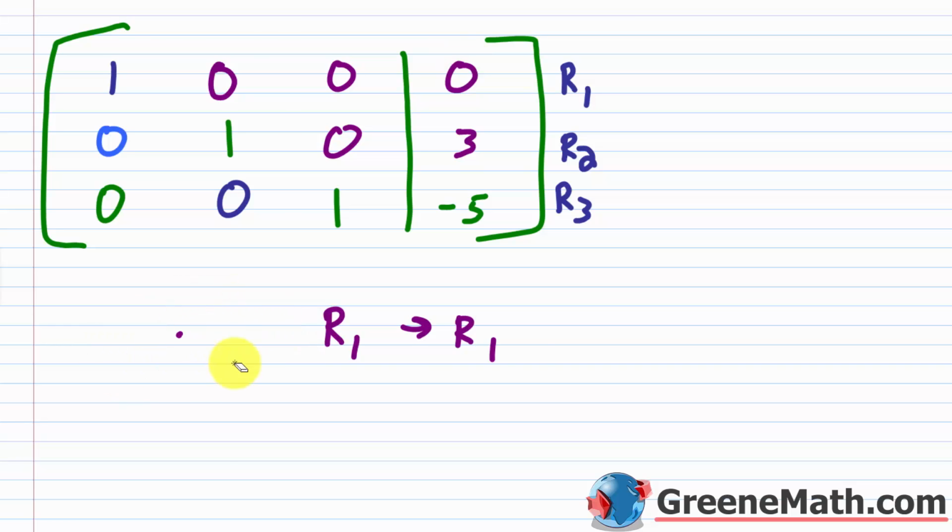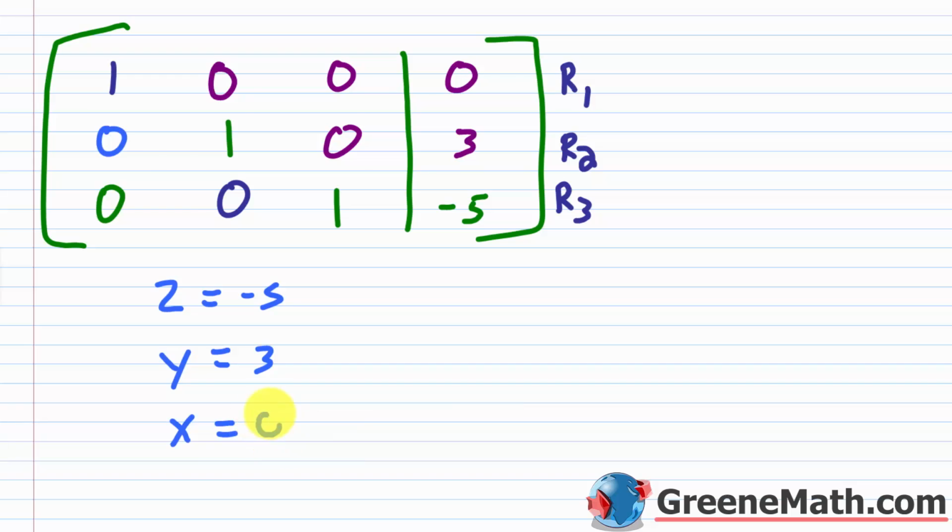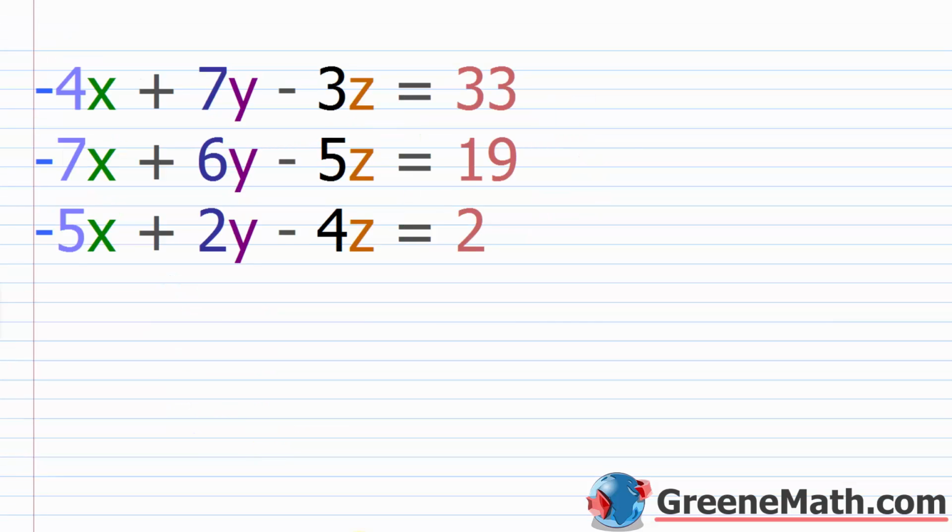So now I have my solution finally. I can say that 1z equals -5, or z equals -5. I can say that 1y equals 3, or y equals 3. And I can say that 1x equals 0, or x equals 0. All right, so let's continue with the next example.